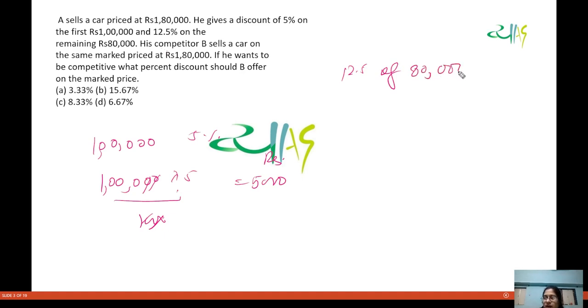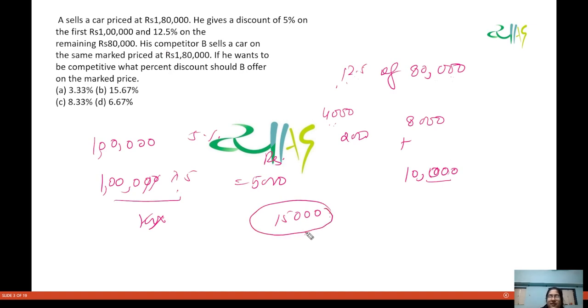So how are you going to calculate? 10% of 80,000 is how much? 8,000 rupees. Then 5% of 80,000 is how much? 4,000 rupees. And 2.5% of 80,000 is how much? 2,000 rupees. So 10,000 rupees discount here. So in total we have 15,000 rupees discount. Now this is asking, his competitor B sells a car on the same marked price at 1,80,000.